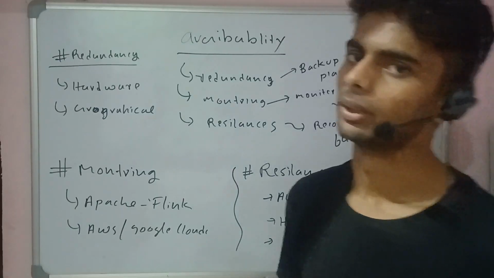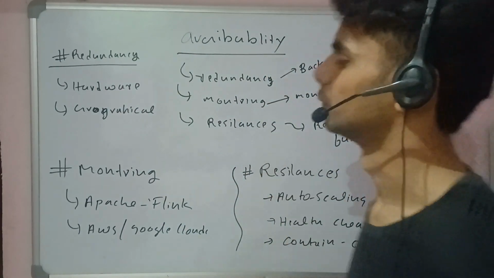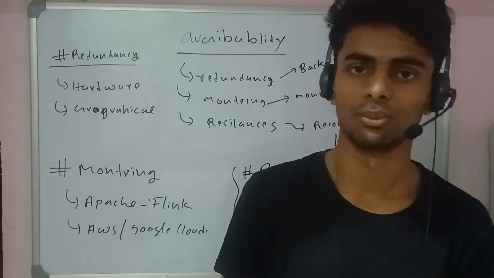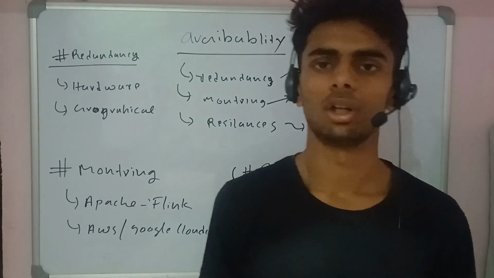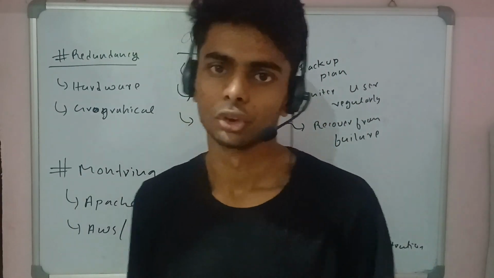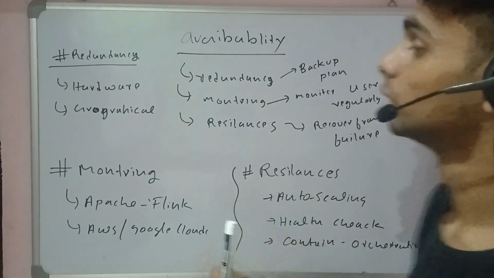Okay, so let's start with that. Availability is all about redundancy, monitoring, and resilience. I'll try to explain availability in three magic words. Redundancy is about making a backup plan for data protection. So it's all about the backup plan. Monitoring refers to monitoring users regularly.